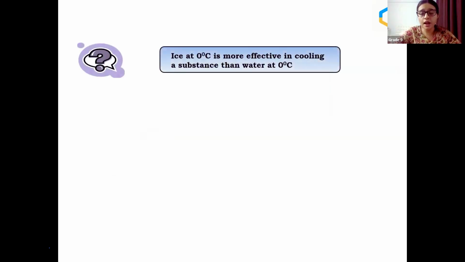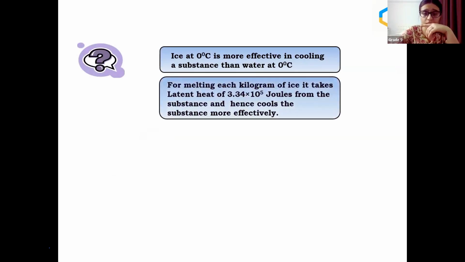Now there is one question. Ice at 0 degrees Celsius is more effective in cooling a substance than water at 0 degrees Celsius. So for melting each kilogram of ice, it takes latent heat of this much joules from the substance and hence cools the substance more effectively. At the same temperature, but the heat is required. Remember this one. We are melting the solid into liquid, but it takes this much amount of latent heat for every particle of that ice to convert into liquid. Remember that, students.